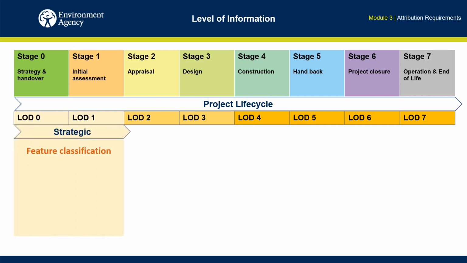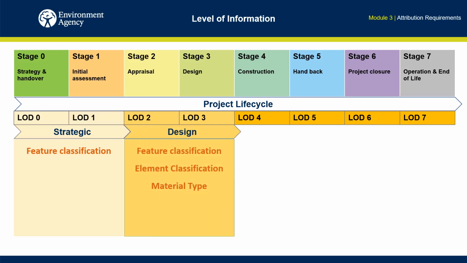In the initial phases of a project, graphical objects are likely to hold only limited attribute data, such as a feature classification for each asset. Moving through the appraisal and outline design phases, objects will become more defined, with assets being broken down into individual elements and decisions made on what material they will be constructed from. Information attributed to these objects will help other processes, such as costing and carbon calculation.